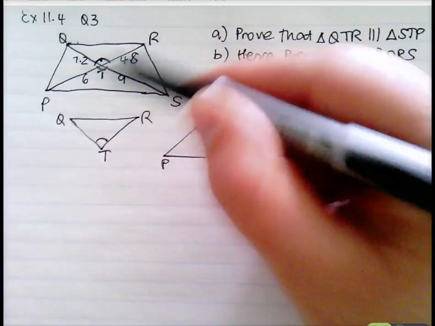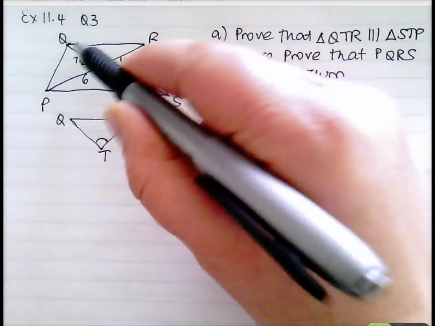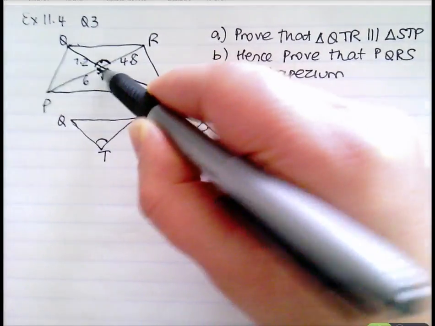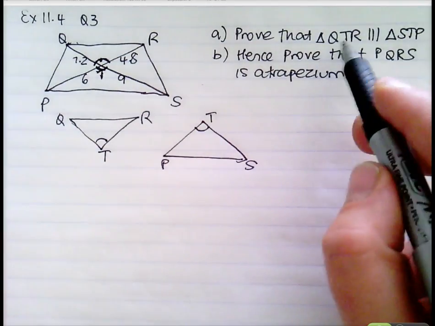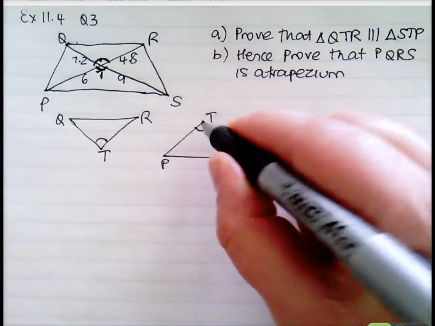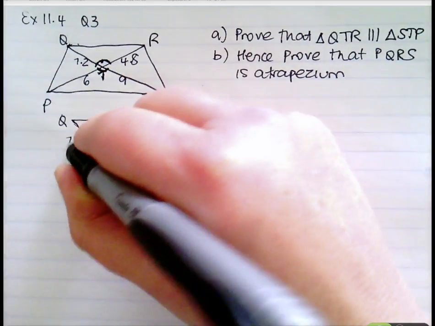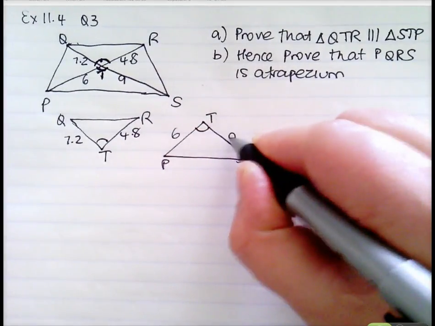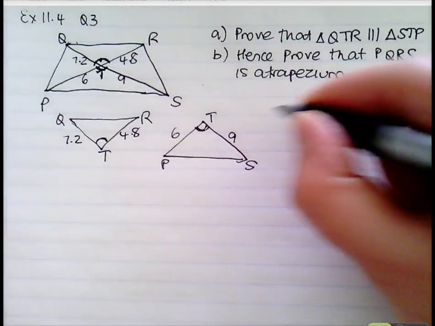11.4 question 3. Prove that triangle QTR is similar to triangle STP. All the markings are here. I've actually just put that these two here are vertically opposite. They're actually not included in the question. I've also drawn the two triangles that you're trying to prove are similar separately down here. So there's triangle QTR and here is triangle PTS. You need to mark in all the given information. QT is 7.2, RT is 4.8, PT is 6 and TS is 9. I've also marked in those equal angles, but remember they were not given in the question.